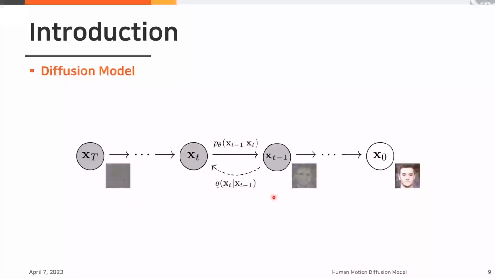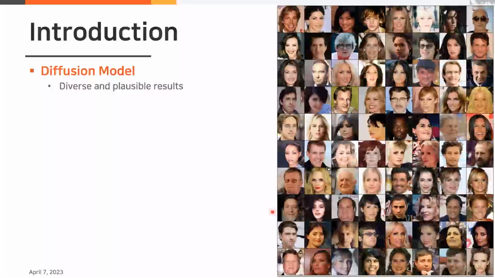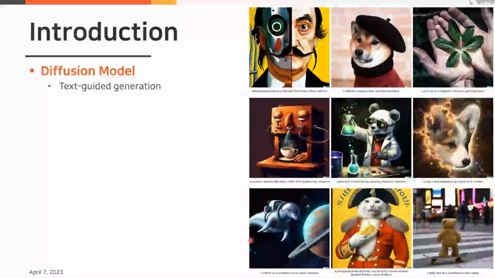And here comes the diffusion model. As you know, the diffusion model has much higher stochasticity than any other generative models, and it enables the model to generate diverse outputs. And as you can see here, diffusion model can generate diverse yet plausible results. And also, diffusion model can be conditioned on text. For example, you can generate a panda conducting a chemistry experiment, or Napoleon cats, or a teddy bear on a skateboard in Times Square.